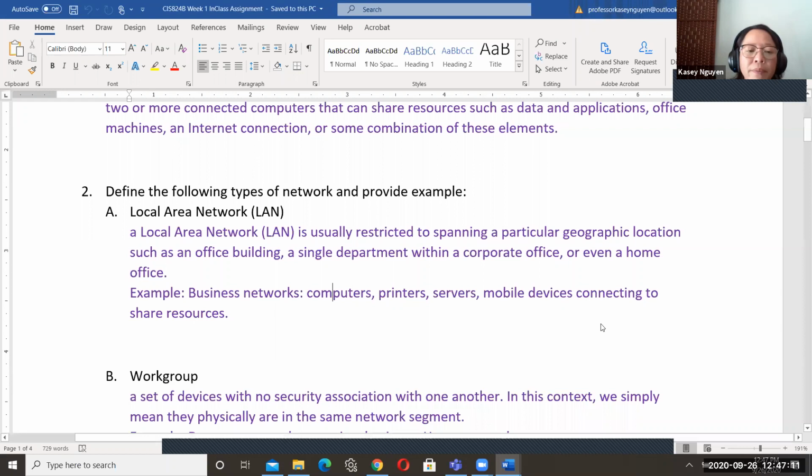Okay, so you can put down the spanning of a geographic location, and it would consist of systems, servers, etc. for the business.